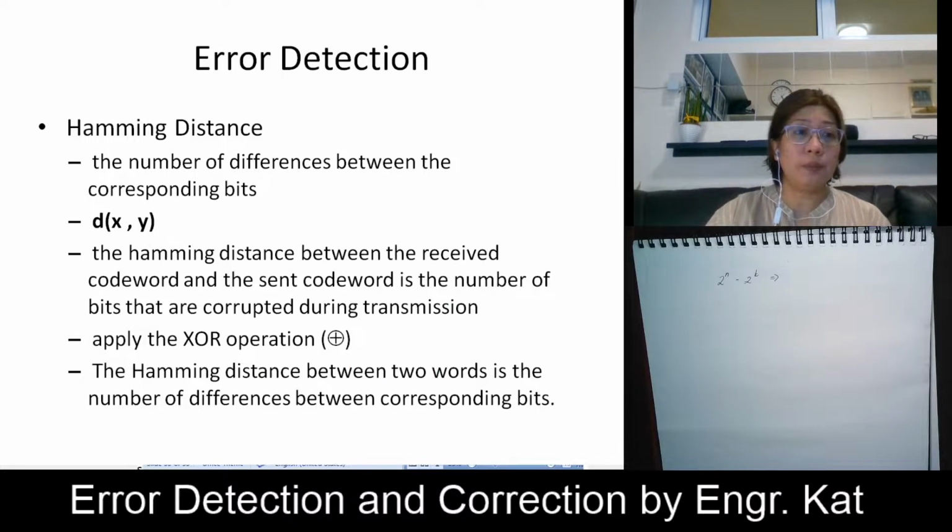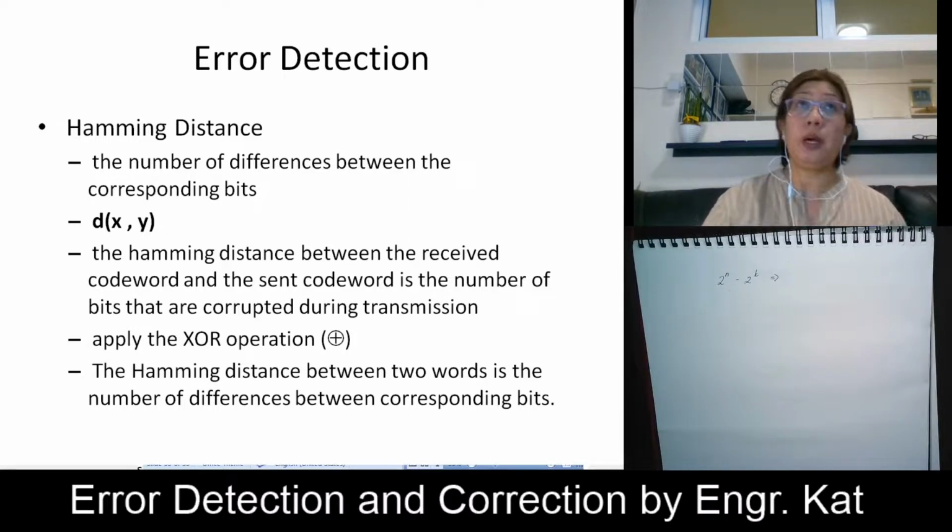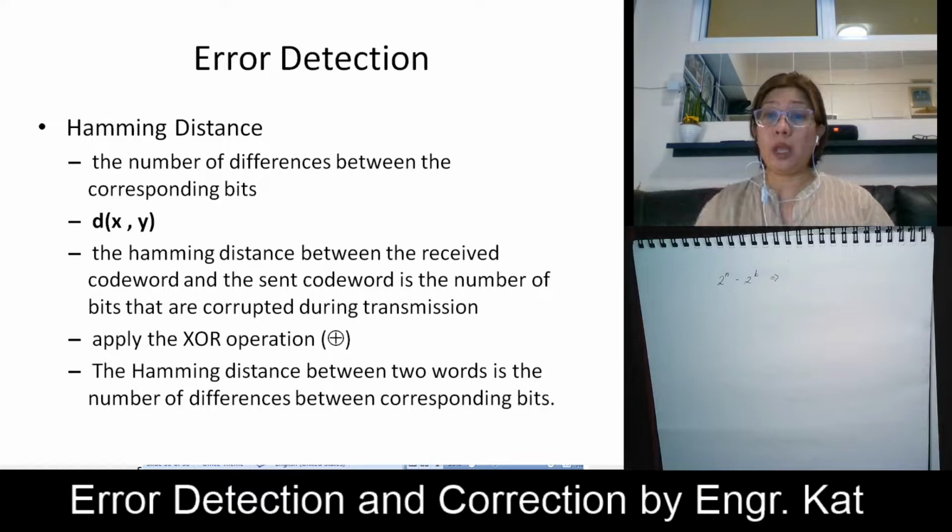Another term that we might consider is Hamming distance. So what is a Hamming distance? This is the number of differences between corresponding bits. Hamming distance is represented as d(x, y). So we are considering two different code words. Code word x represents a code word and y represents another code word. The distance between these two code words or corresponding bits is what we call Hamming distance.